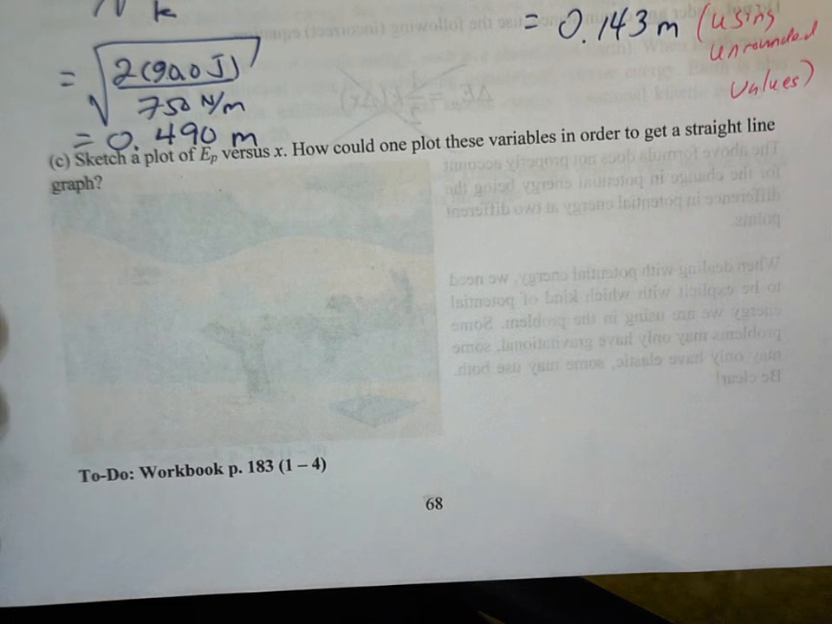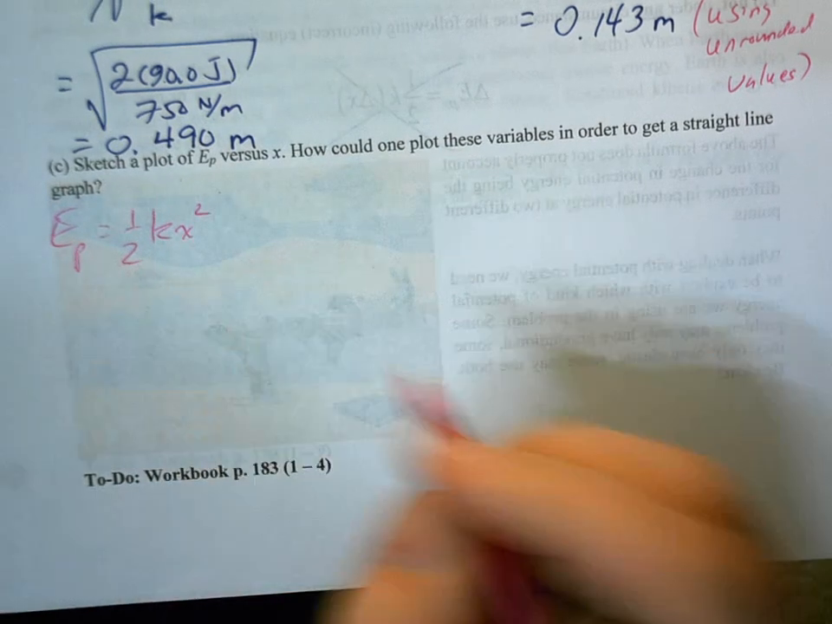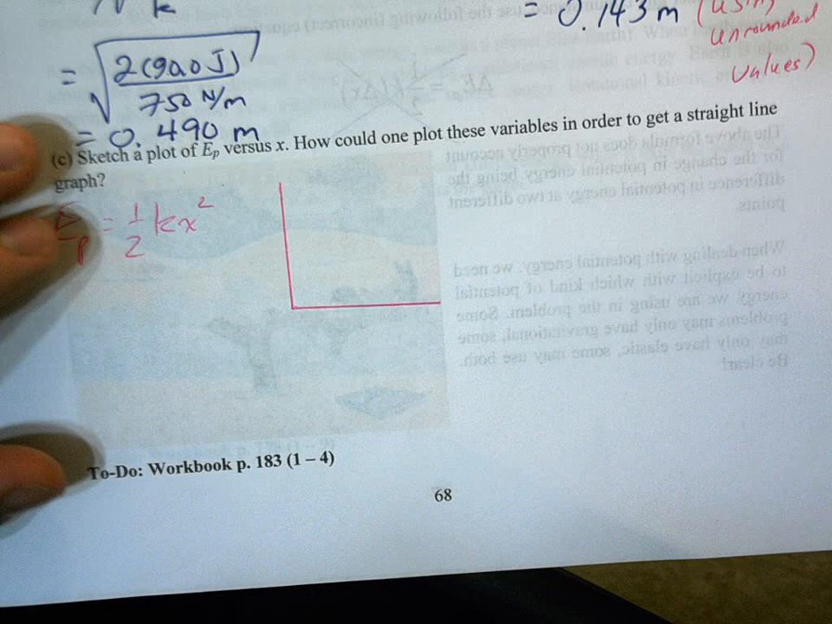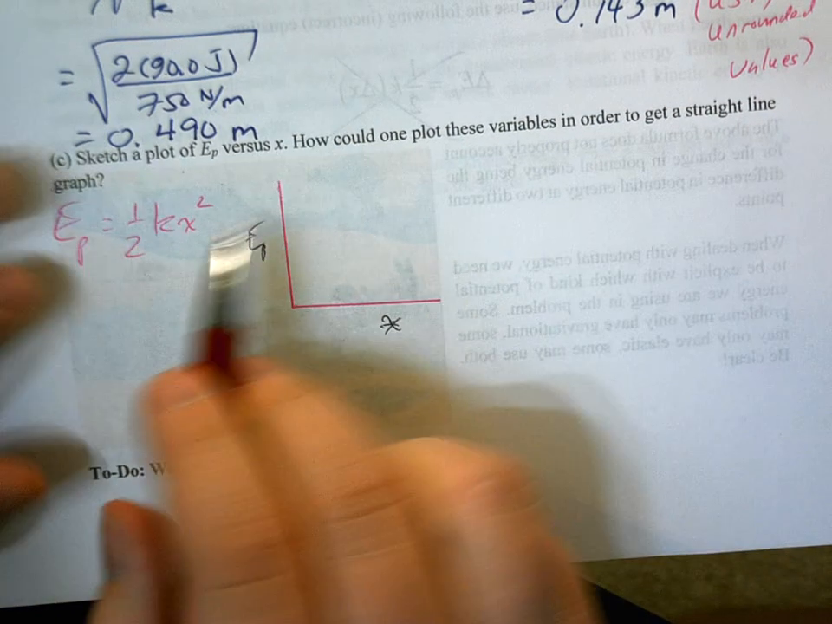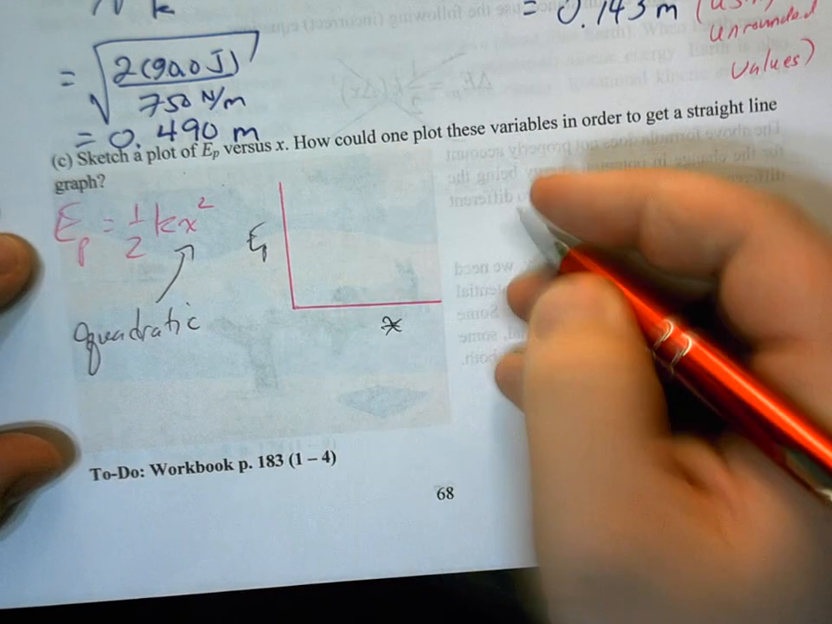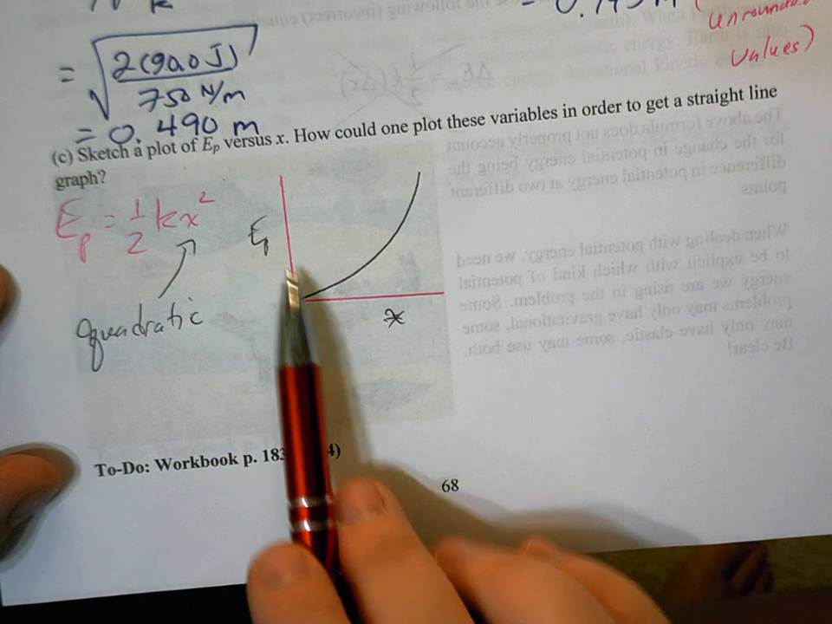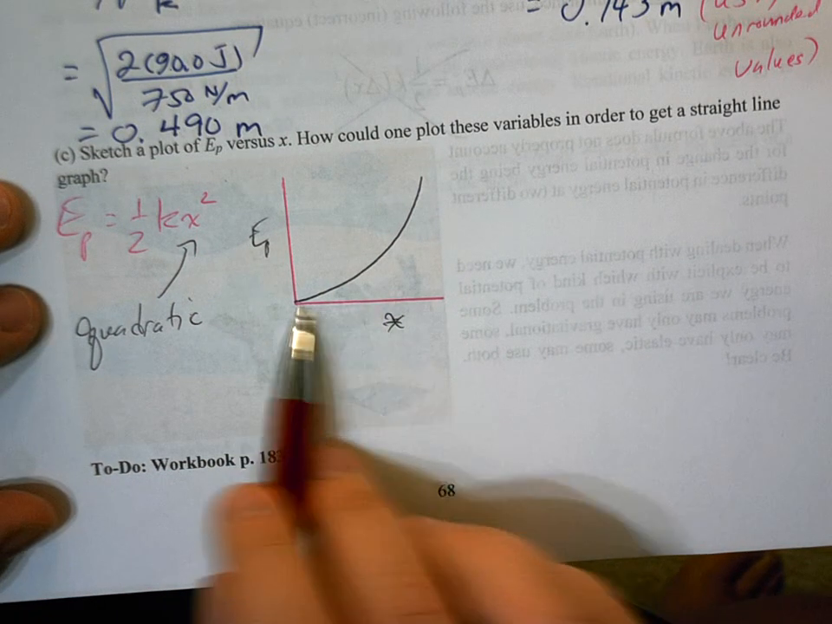Right, the last little piece here. So we want to sketch a plot of EP versus x. How could we plot these to get a straight line? Well, we know that EP is equal to half kx squared. So if I plot EP as a function of x, that x squared is telling me we have a quadratic. So I should have a parabola, or a parabolic shape. So as x starts to increase, EP is going to go up quite quickly. So this is going to be our quadratic function.